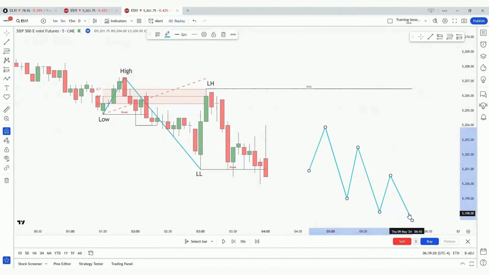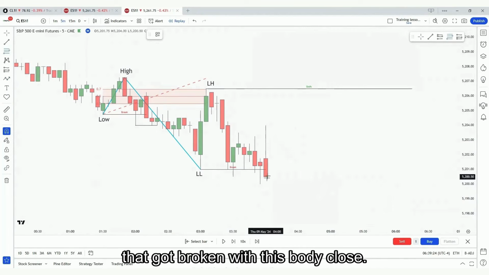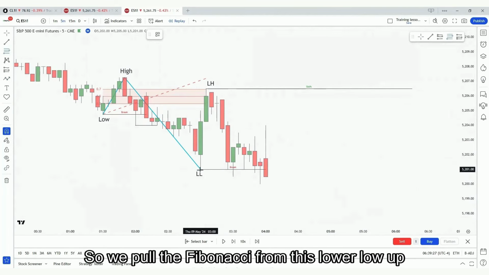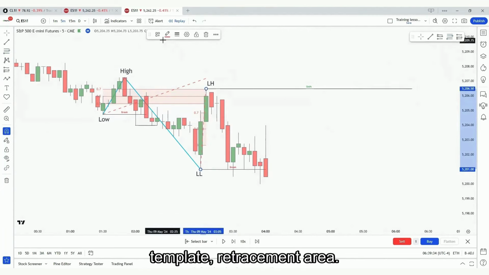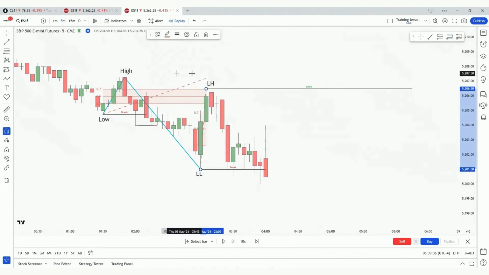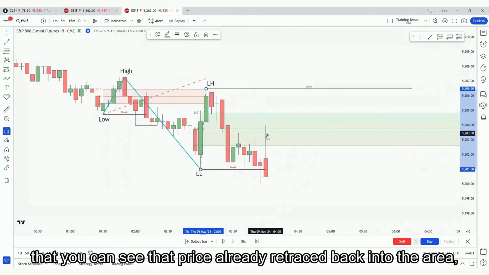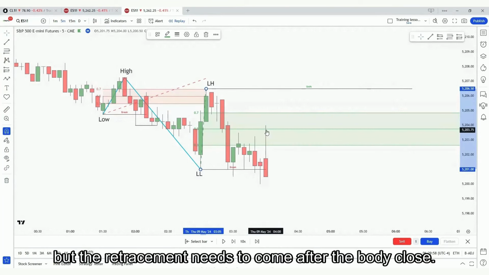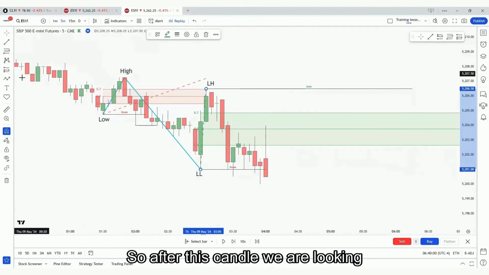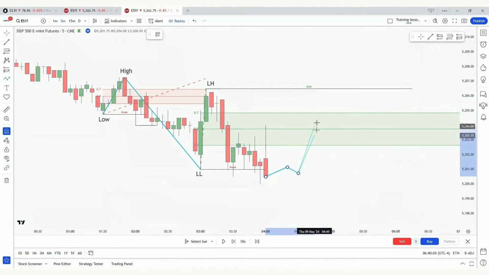Let's mark the area. So this is the lower low that got broken with this body close. So we pull the Fibonacci from this lower low up to the last lower high. Select the template, retracement area. It's important to understand that you can see price already retraced back into the area, but the retracement needs to come after the body close. So after this candle, we are looking for a retracement back into this area.